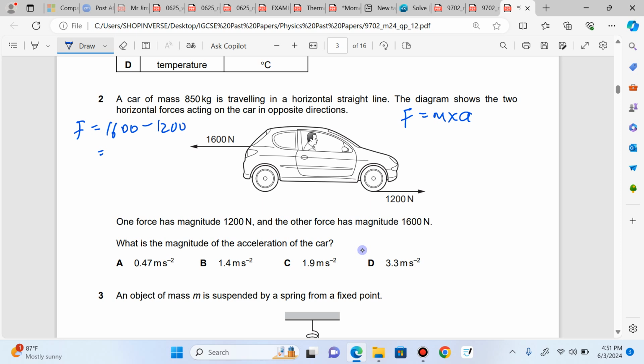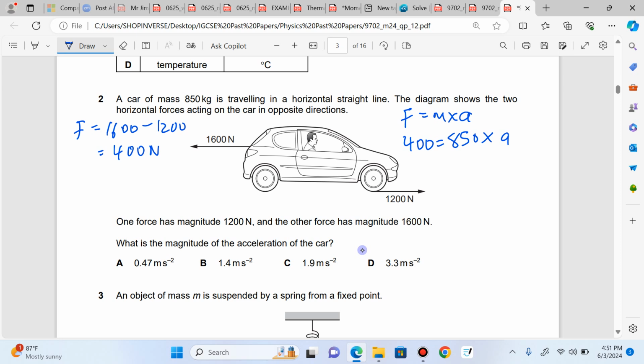We'll get 400 Newton. That's the resultant force. So the resultant force here is 400 Newton. So we have 400 equal to the mass of the car. What's the mass of the car? 850 kilogram multiplied by the acceleration of the car.